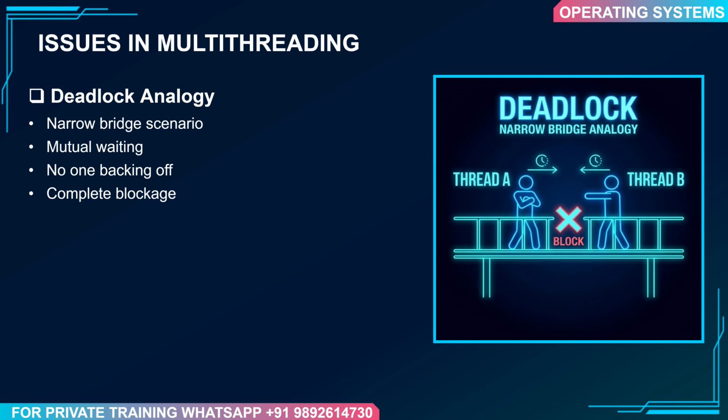Think about two people trying to cross a narrow bridge from opposite sides. Both step onto the bridge and stop, waiting for the other to move back. Neither wants to give up their position. They are both stuck, and the bridge is blocked. This is exactly how a deadlock works in a multi-threaded system.